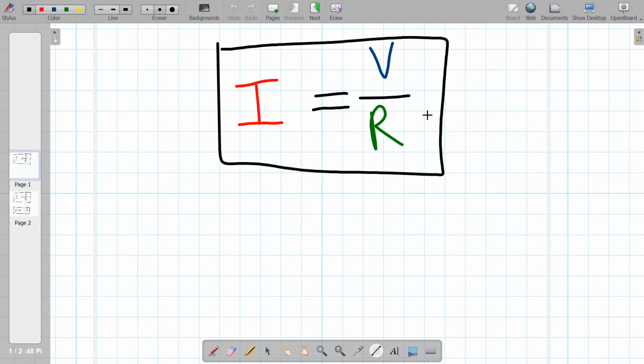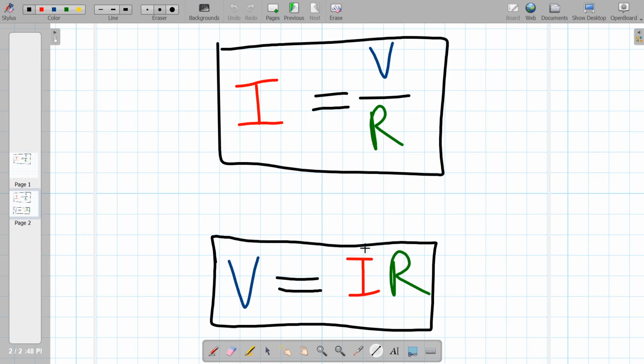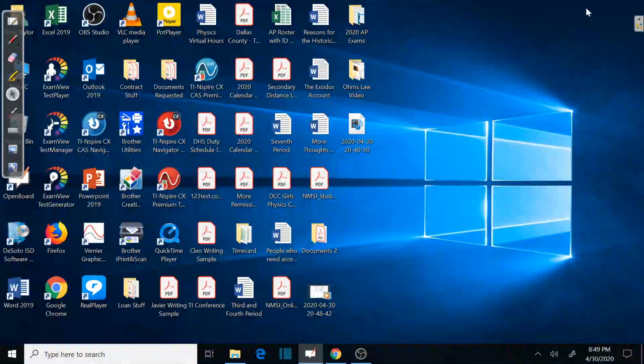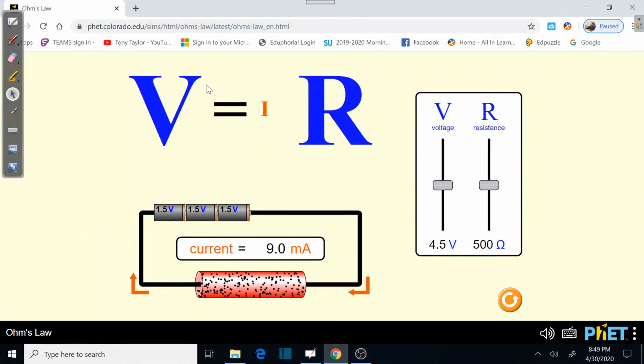Now, sometimes you will see Ohm's Law written in this form, and sometimes you will see it written in this form. Just know that they mean the same thing. This equation is nothing more than this equation rearranged. Voltage is equal to current times resistance. Now, in closing this video, I would like for you guys to go to this website right here so that you can see Ohm's Law in action.